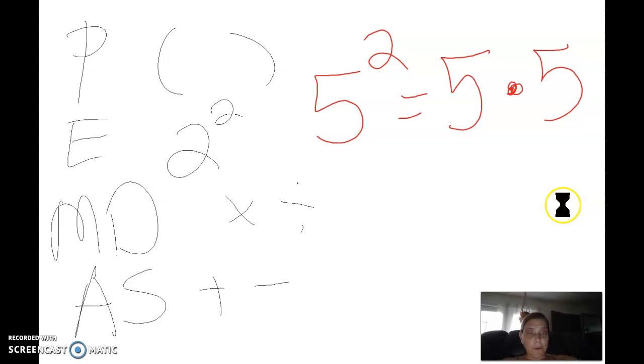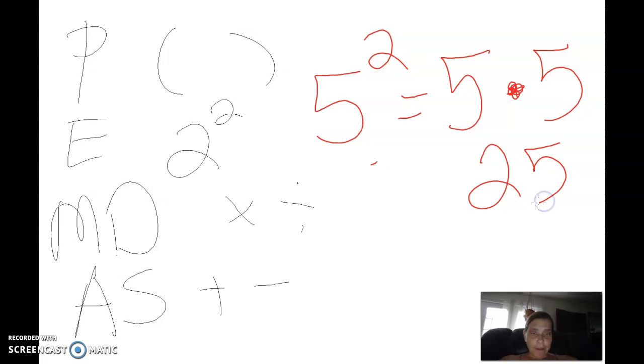Also want to point out that notice for multiplication, I use the little dot here instead of the X for a multiplication symbol. That's because as we get into algebra, X has a different meaning. So right here, the 5 times 5 is going to equal 25. So 5 to the second power equals 25.